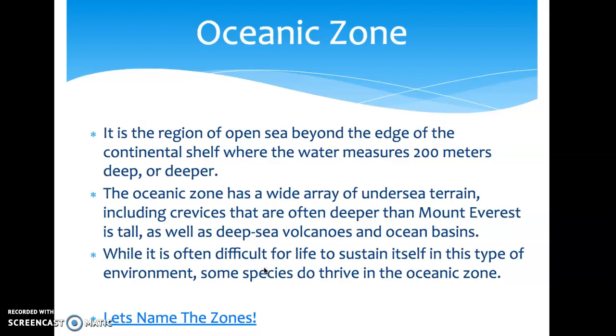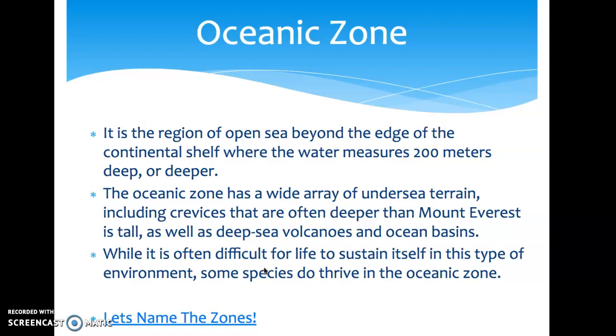The oceanic zone has a wide array of undersea terrain, like we talked about. Crevices that are often deeper than Mount Everest is tall, as well as deep sea volcanoes and ocean basins. When we talked about our trenches and our abyssal plain, we were talking about structures that are found in the oceanic zone. This is part of the ocean crust. This is no longer part of the continental shelf. We are definitely deep down into the sea.